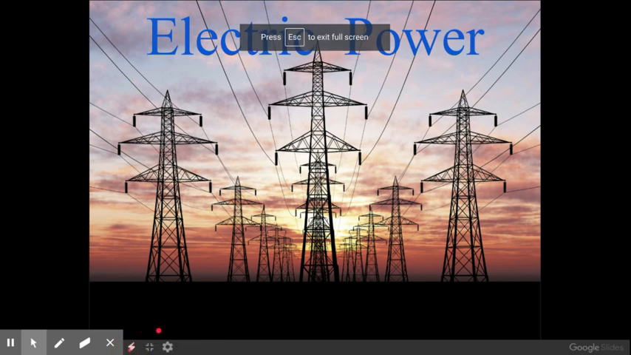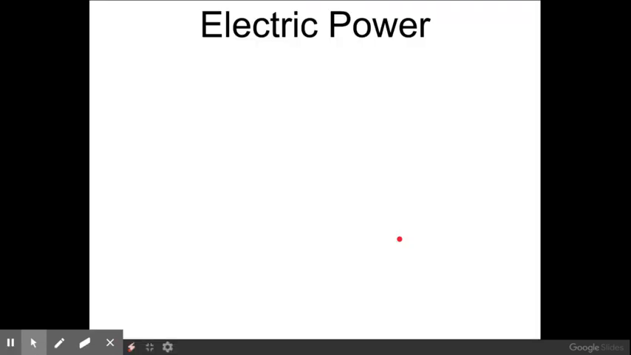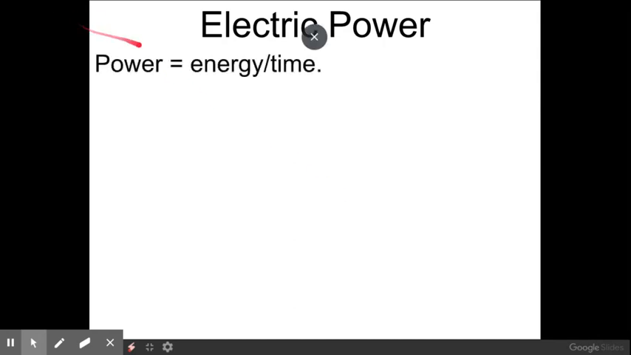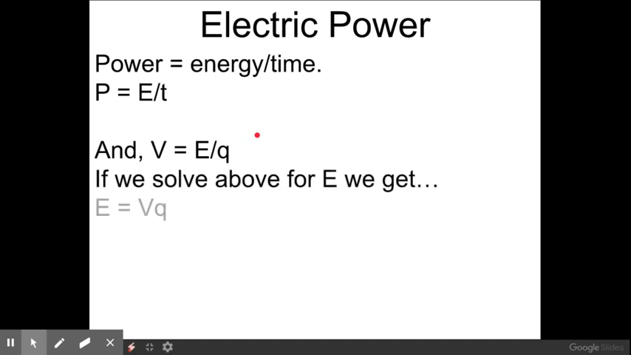Let's talk about electric power here really quickly. If you remember back from quarter one, quarter three for us, power is equal to energy divided by time. And so, if we put that in equation form, we get P equals E over T. Also, remember on Monday, we learned that voltage is equal to energy divided by charge. So, if we take the voltage equation and rearrange it, we get that energy is voltage times charge.